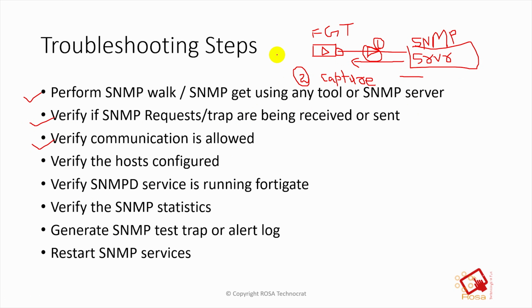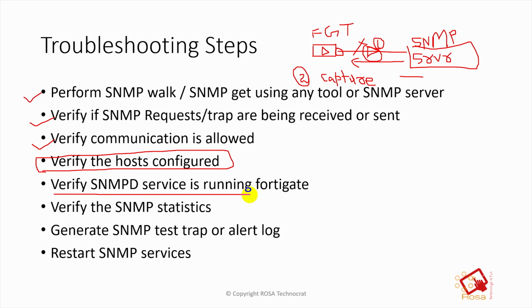If the request is not being received, then you should verify that communication is allowed. Now, this is also important: verify the hosts configured. For SNMP on the FortiGate, we have a trusted host configuration. If you don't configure the trusted host, then FortiGate will not respond. In the capture you should receive the request, but FortiGate will not send out the response if the host is not configured.